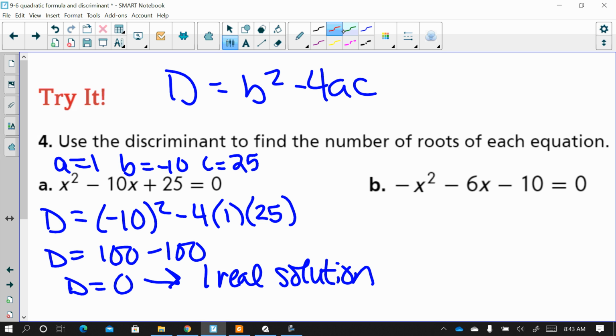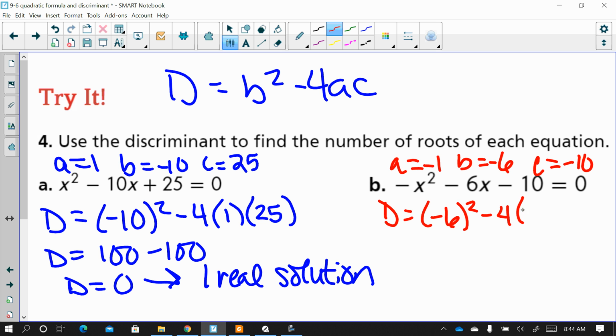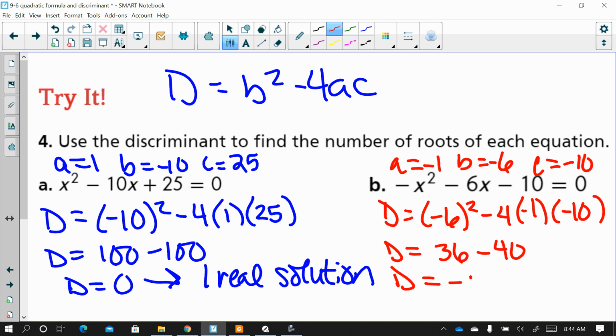Pause the video and try letter B, please. The discriminant is equal to b squared minus 4 times a times c. Negative times a negative times a negative is a negative 40. Therefore, there are no real solutions.